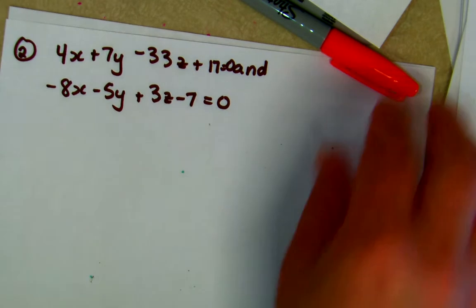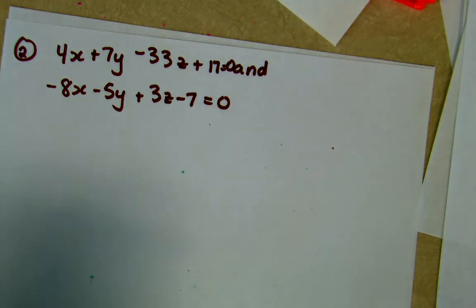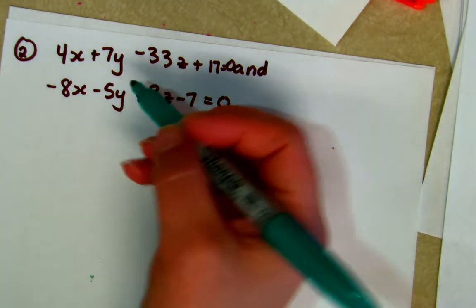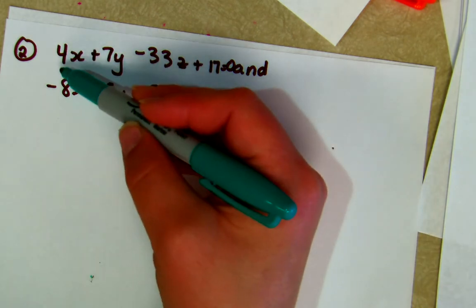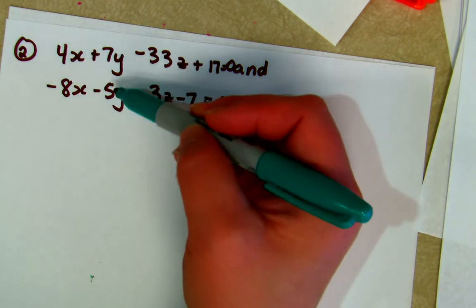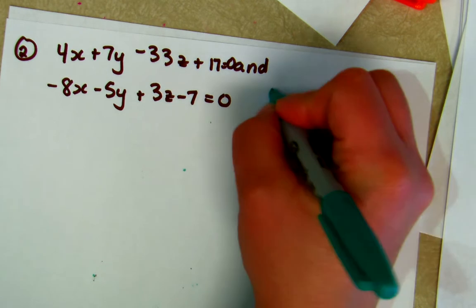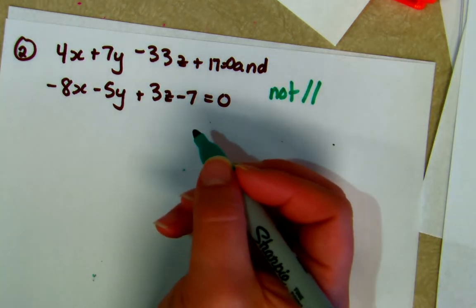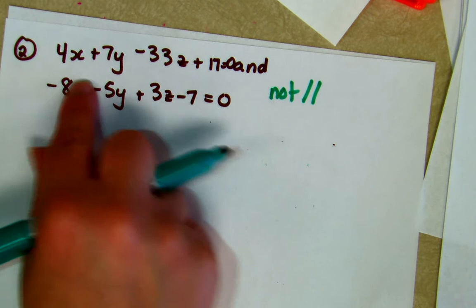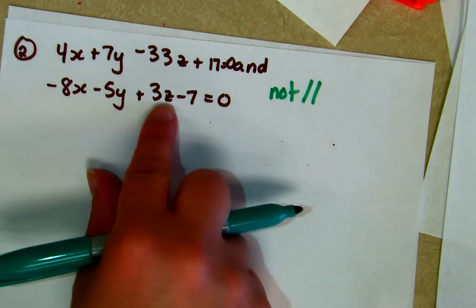And now, when you're inspecting the normals, because you always have to do that, you can write them off to the side to see, or you can just look. Here, this looks like it has potential, because 4 times negative 2 is 8. But it falls apart right there. So right away, I know that these are non-parallel planes. I need to eliminate one of the variables. It doesn't matter which one I do.